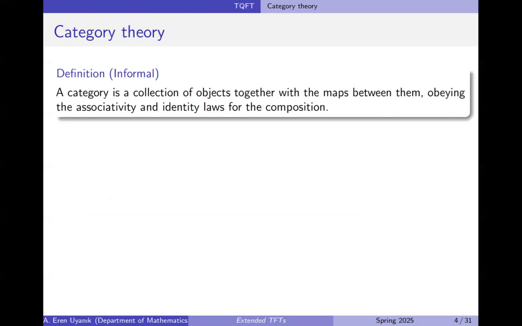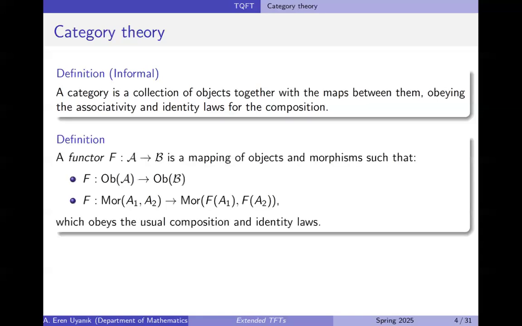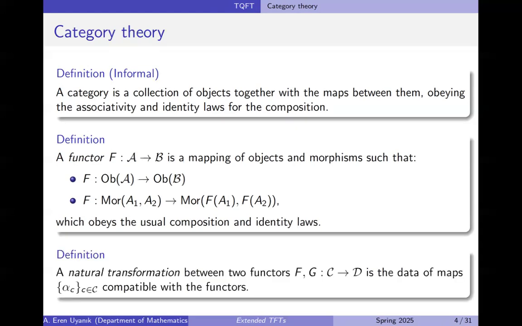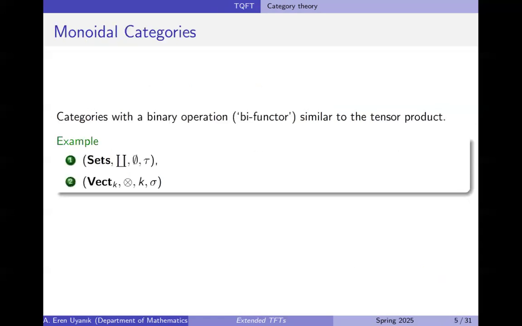A category is a collection of objects together with maps between them, and we have associativity and identity laws for composition. A functor is a mapping between categories, and it sends objects to objects and morphisms to morphisms. And similarly, we have a concept of natural transformation. It is from a functor F to G, and it is compatible with the structure of functors.